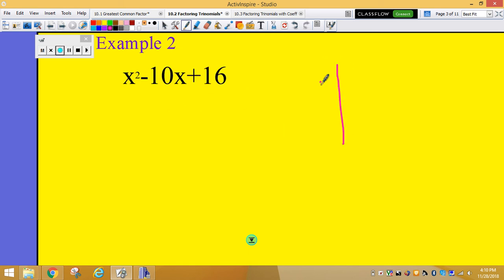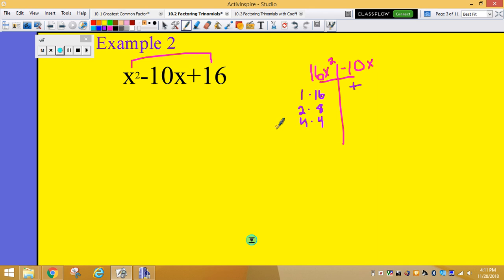All right, again, make my t-chart. First times last goes here, so that's 16x squared. Your middle is a negative 10x, so I'm going to put negative 10x here. So this number was first times last. This number is what's in the middle, negative 10. How can I multiply to get 16? Well, I could do 1 times 16. I could do 2 times 8. I could do 4 times 4. And that's it. Now, I want to add, remember we add to get this column, to get a negative 10.